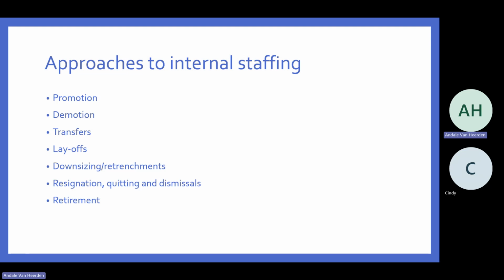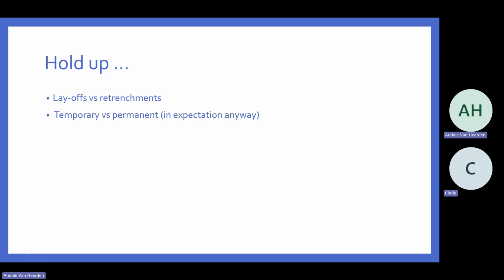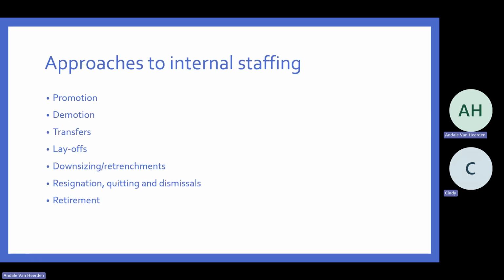Then layoffs and downsizing, retrenchments, and here I've got a little slide just to highlight the difference, because sometimes people use the terms interchangeably and they're not interchangeable. Usually with layoffs, it's a temporary thing. So with COVID, there were layoffs because we know at some point things are going to return to normal and the workload will go back to normal. So the layoff is a temporary thing, but with retrenchment, it's a permanent thing unless something drastic happens. So that's the difference there: layoffs versus retrenchments or downsizing.